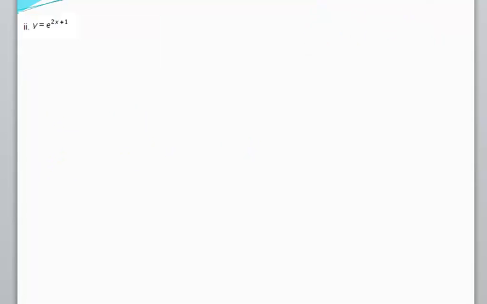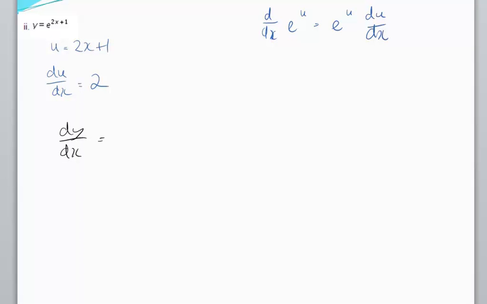Continuing to our next question. Number 2, we've got y is equal to e to the power of 2x plus 1. So we write out our formula again. d/dx of e to the u is equal to e to the u du/dx. So here our u is equal to 2x plus 1, du/dx is equal to 2. So now dy/dx is equal to e to the power of 2x plus 1 multiplied by du/dx, which is 2. It becomes 2e to the 2x plus 1.